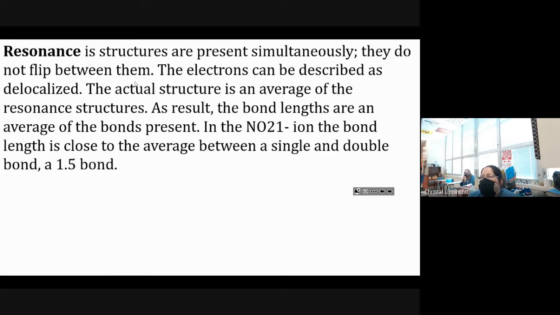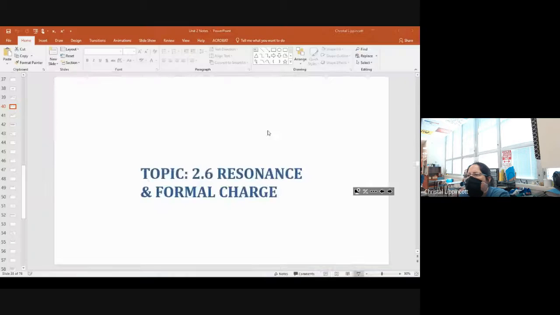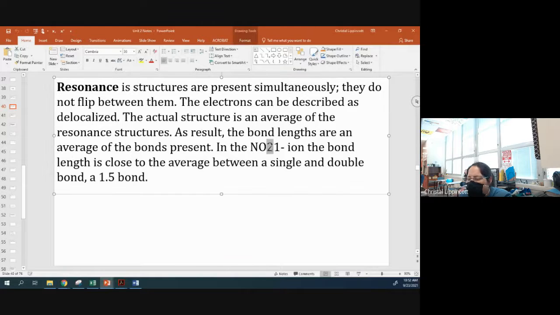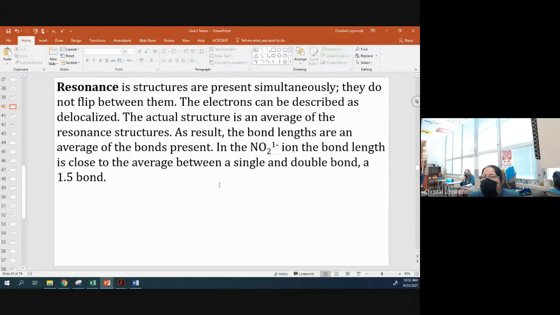All right. So resonance structures are present simultaneously. They don't flip between them. The electrons are described as delocalized, so they're actually kind of an average between them. Oh, here is a typo. Sorry. There we go. Sorry about that.